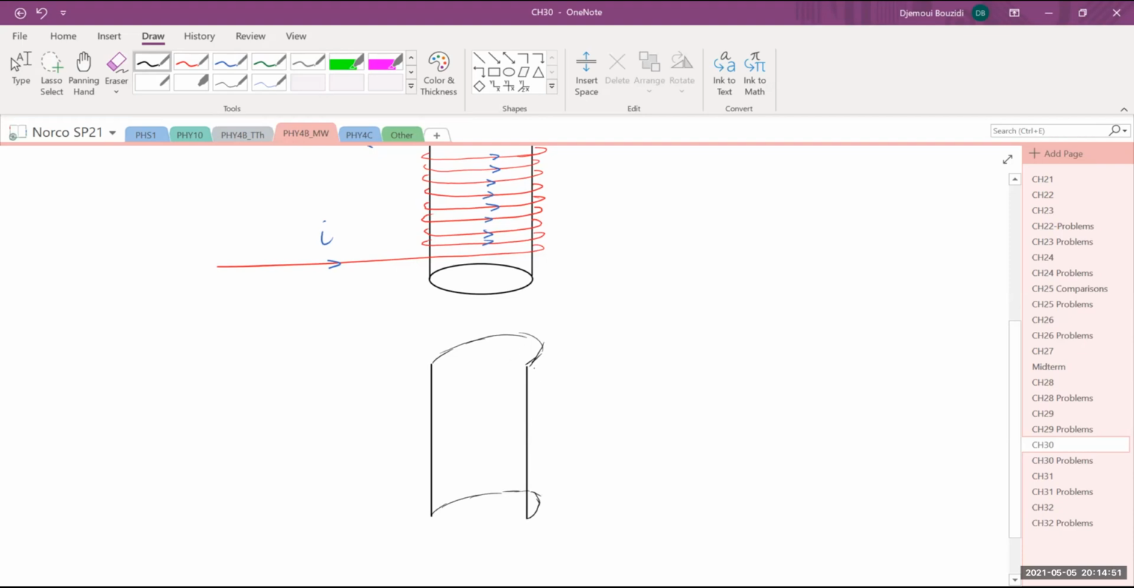Again, at this point, the current is going into the screen. As far as I'm concerned, in here, it's going into the screen. In here, it's going into the screen. So this is the current, not the magnetic field, okay? And this is not a real cut, as I was saying.